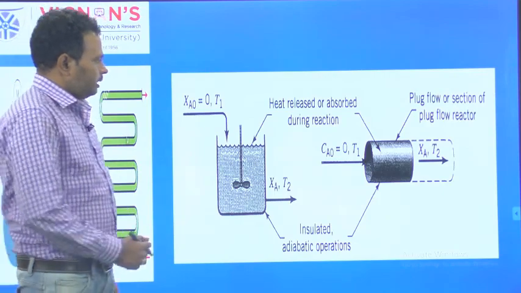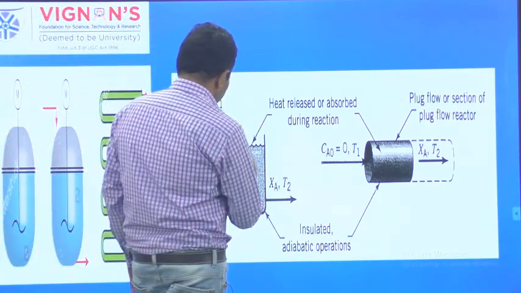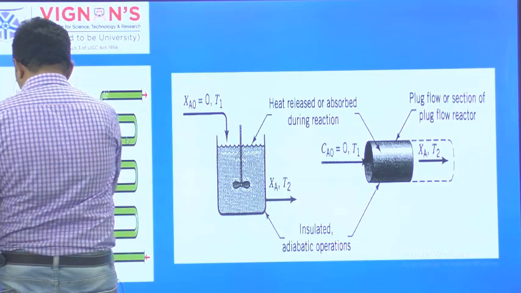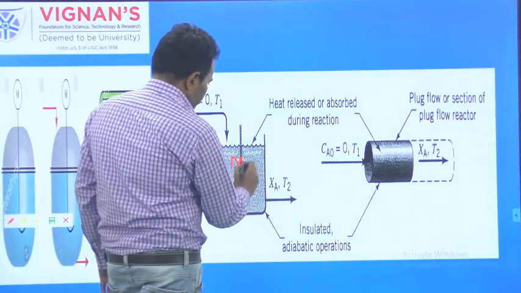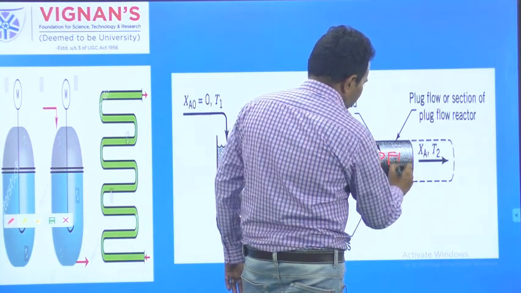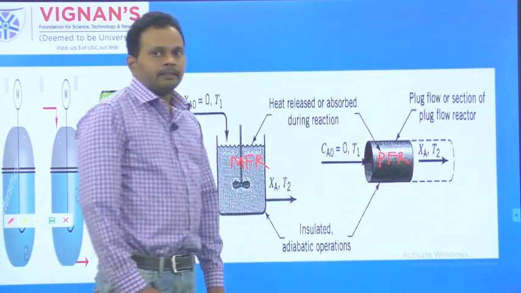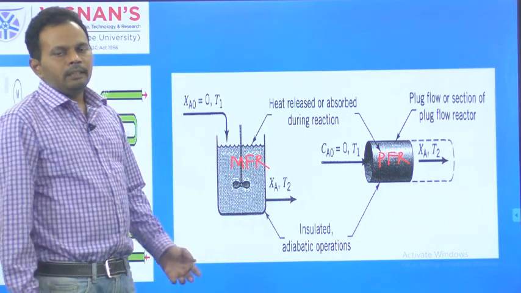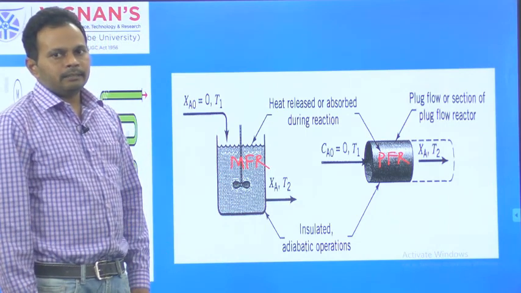Here consider this is the MFR, and consider this is the PFR, and provide insulation over the surface of the reactors and carry out either an exothermic reaction or an endothermic reaction within the reactor.